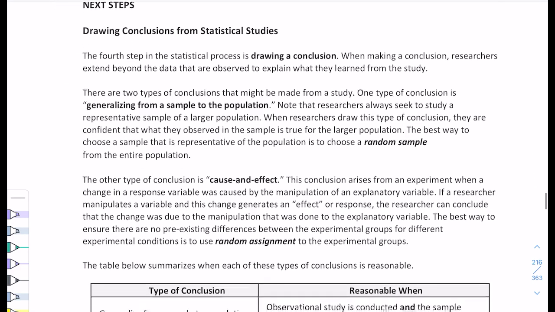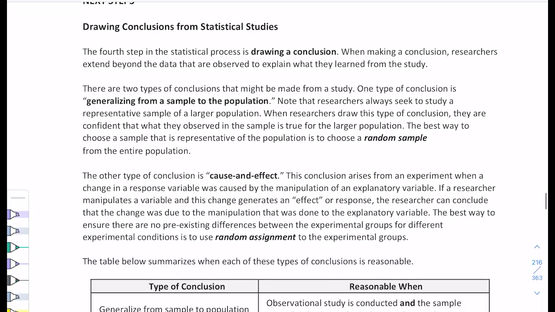Next, we're going to talk about drawing conclusions from statistical studies. When we make a conclusion, researchers are extending beyond the data that are observed to explain what they learned from the study. There are two types of conclusions you can get from a study. One of them is generalizing from a sample to the population, and the other is a cause and effect relationship. Both of these conclusions, though, are best figured out when you have random samples and random assignments to experimental groups.